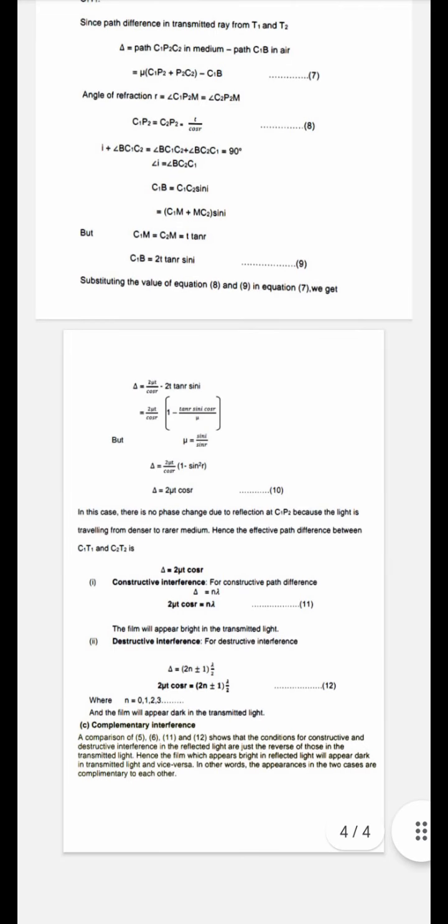After evaluating it, we get the same path difference as in the reflected system, that is 2 mu t cos r. Now the similar conditions also appear here for constructive and destructive interference. Hope it is clear to all of you. Thank you.